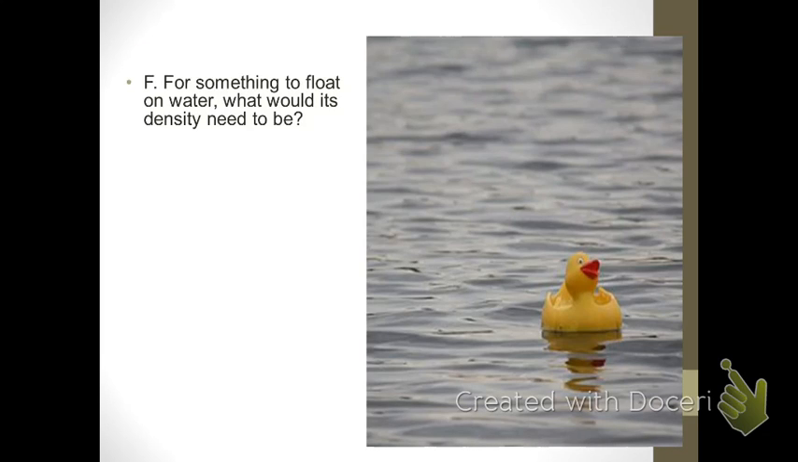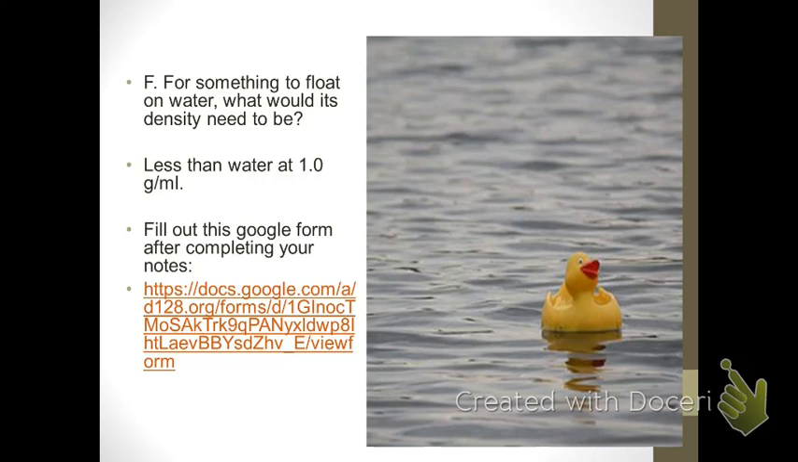So we're going to be using this information to figure out, will something float on water, and what will its density be? So for example, if the duck is floating on water, is the density greater or less than water? And so in this case, it would be less than water. Water has a density of 1.0 gram per mL. So the little rubber ducky has a density of less than 1.0 gram per mL.